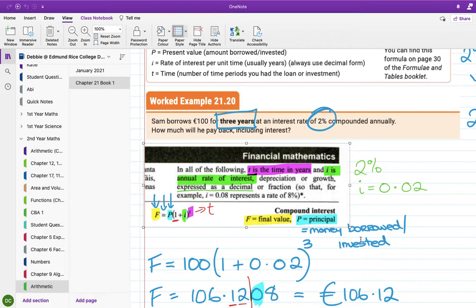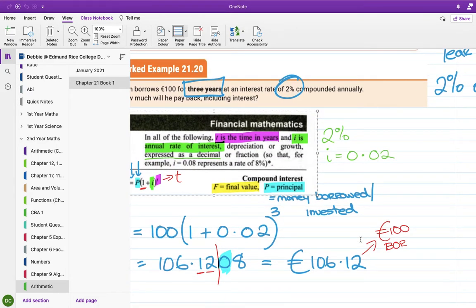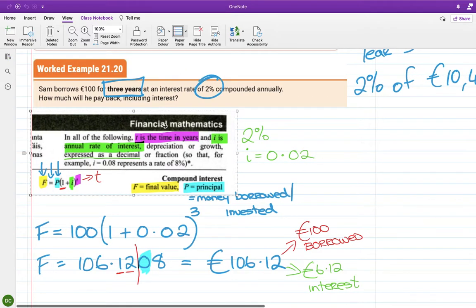Okay, so if Sean borrows €100 for 3 years and his interest rate is 2%, he will have to pay back €106.12. So he has to pay back his €100 that he borrowed. I'll actually just write this. He has to pay back the €100 borrowed and he has to pay back €6.12 in interest. And that's Sean paying for the use of the money for the 3 years.